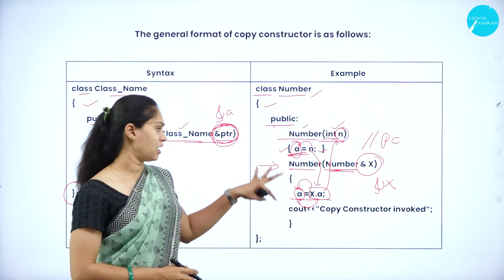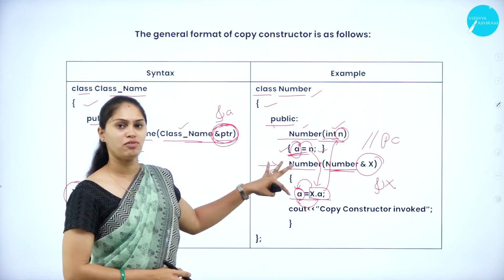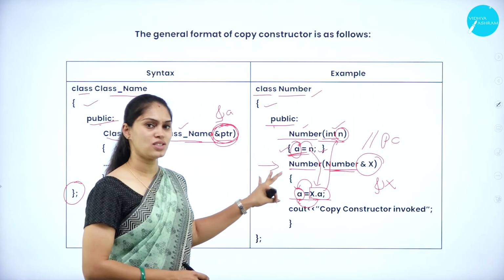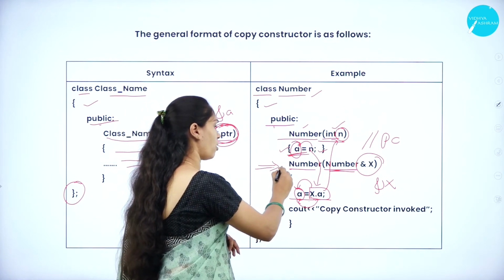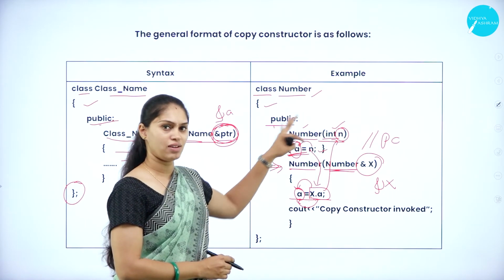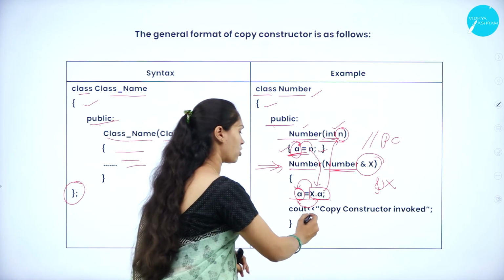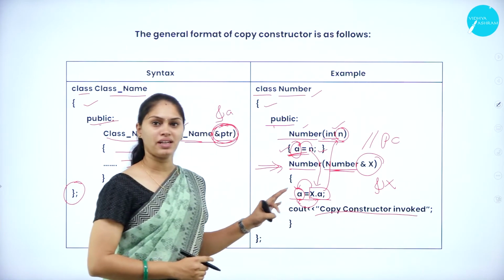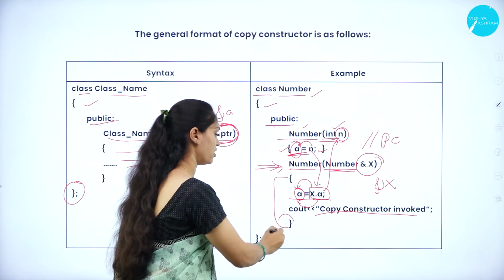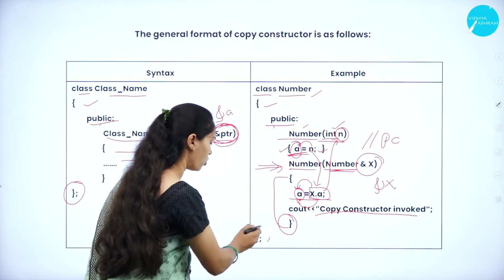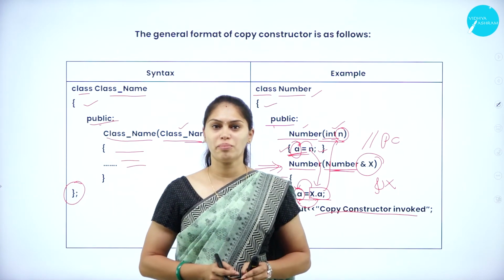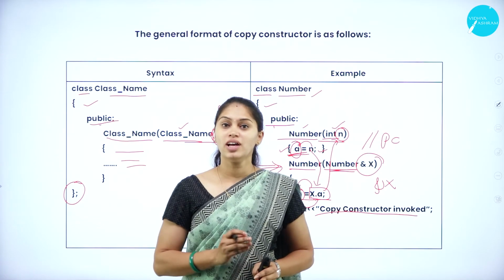At this time, if this constructor is invoked, when it finds the match in the object creation, it will be invoked. So when this copy constructor is invoked, whatever value is in n will be copied to a, and we are going to get one line like "copy constructor invoked". After that, I am going to end the scope of this function and the scope of the class. So this is how the copy constructor works.